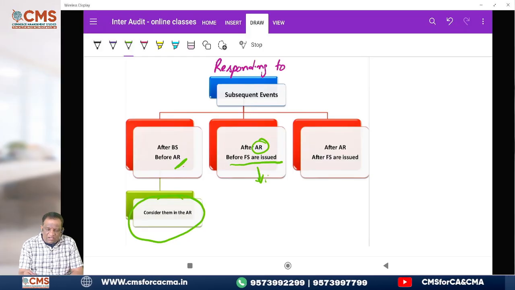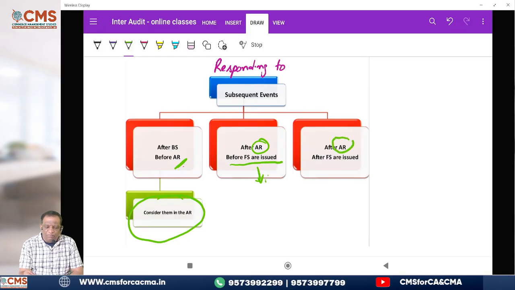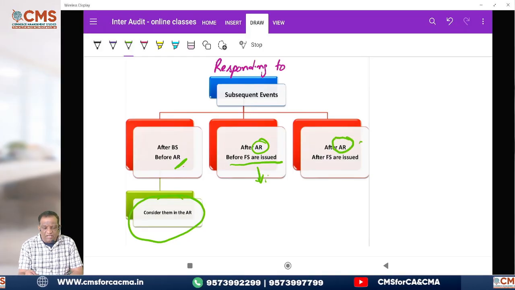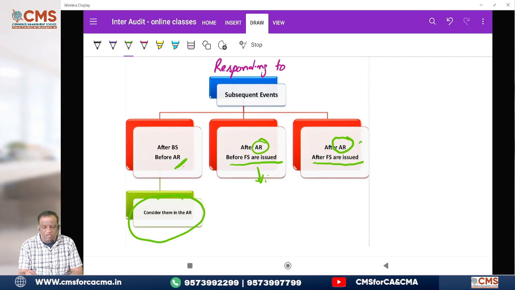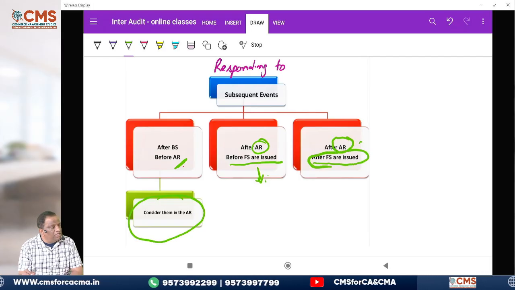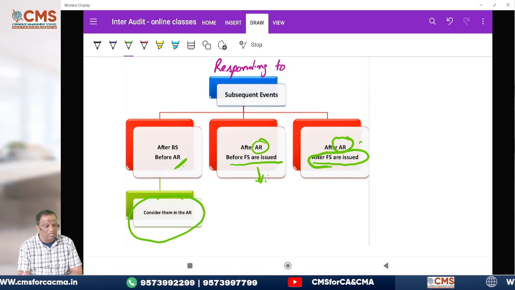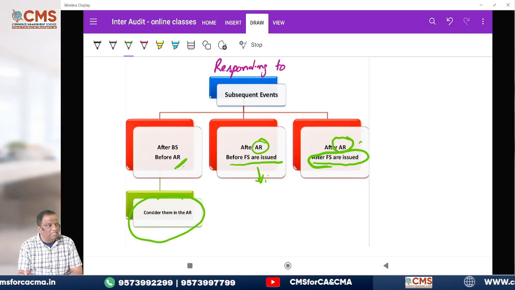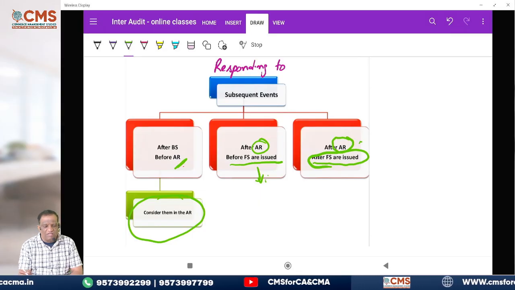In the third scenario, after the audit report, not only have you signed, but your signed financials have already been circulated. It has already been issued to the shareholders. They filed it with the MCA, income tax, GST, PF, bankers, everywhere they have filed.